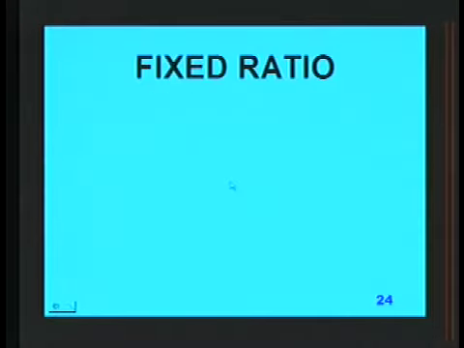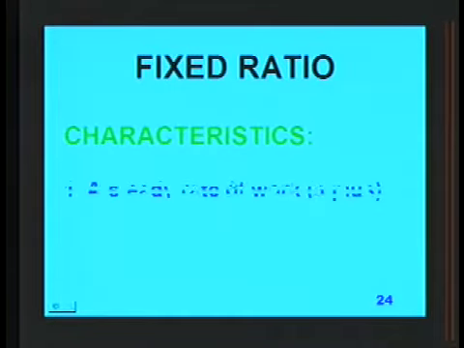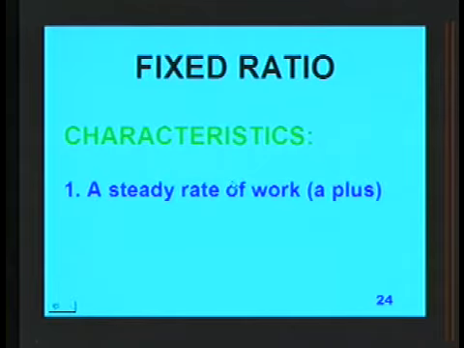Now, let's take a look at what Skinner found out from his research. Let's go back to the PowerPoint. What he found out was fixed ratio. Its characteristics are you get a very steady rate of work. It's a plus. The faster you work, the more you get. So you can get those rats going bang, bang, bang, bang on the bar, right? 1, 2, 3, 4, 5, 1, 2, 3, 4, 5, right?